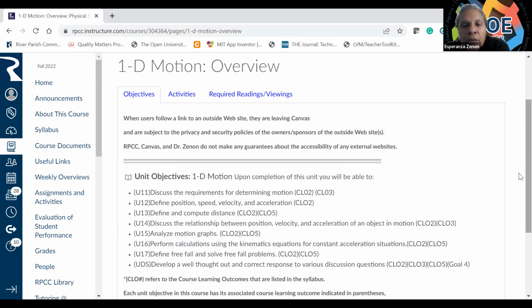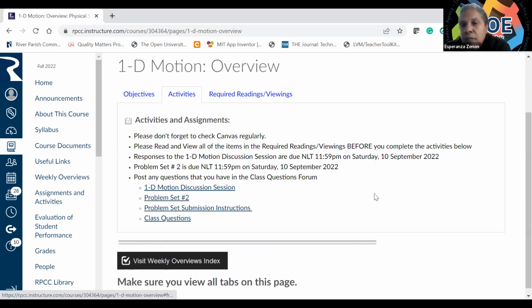So I'm going to go through the notes that I have here in the weekly overviews, and then I'm going to switch to the extra notes that I shared with you last week in the announcements, so that we can look at some example problems once we finish with the basic ideas.